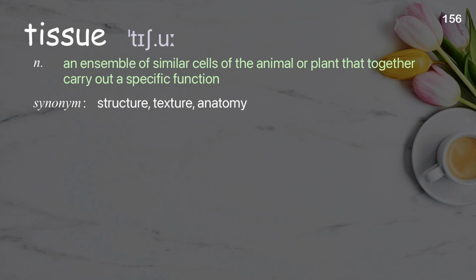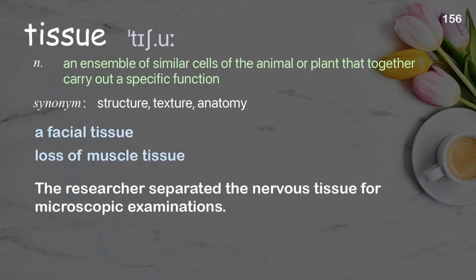Tissue: an ensemble of similar cells of the animal or plant that together carry out a specific function. Examples: A facial tissue, loss of muscle tissue. The researcher separated the nervous tissue for microscopic examinations.